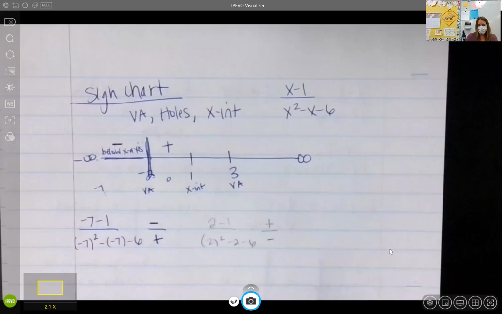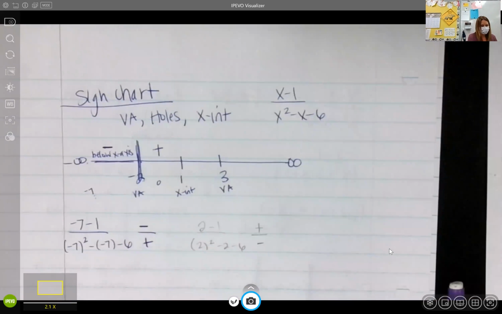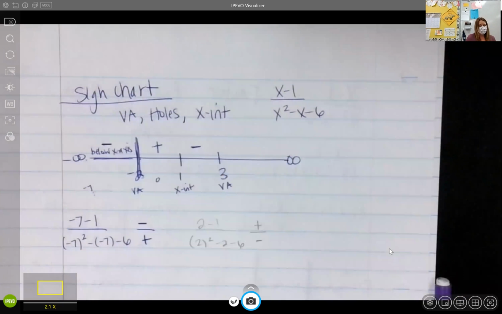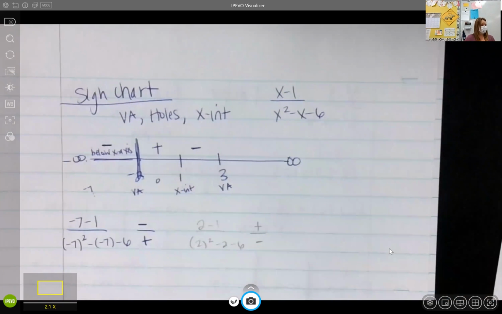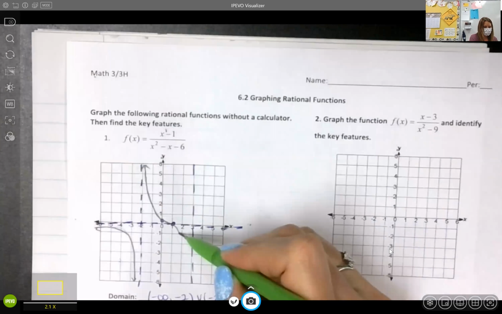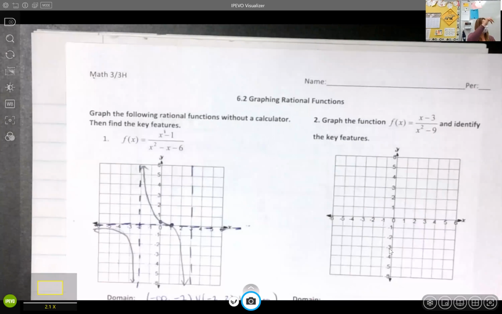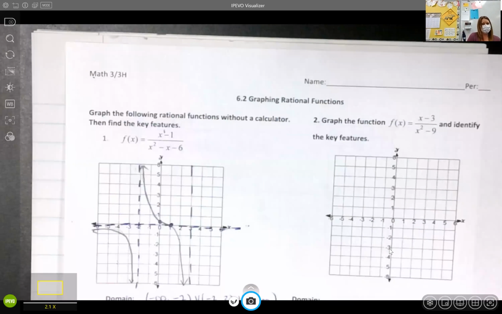So between 1 and 3 is negative, which means on the graph it's going to go down and cross, okay? So it's going to keep going down. It doesn't always have to do that. Sometimes it bounces back up, okay?